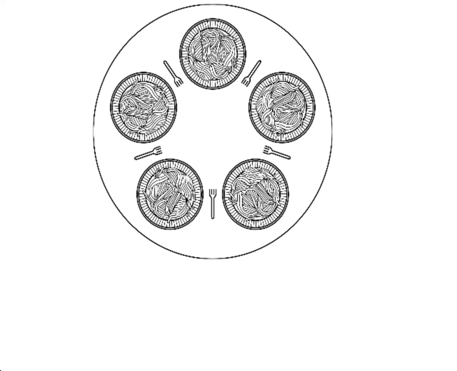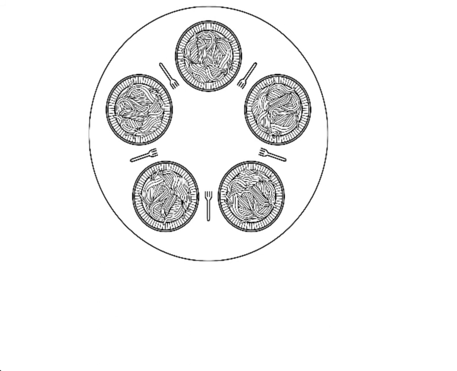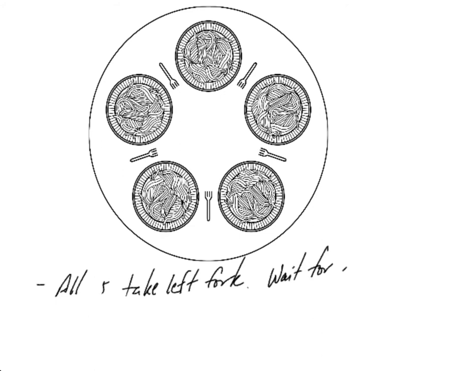Here's the problem. What if all 5 philosophers take the left fork? And then they go to take the right fork, but the right fork isn't there. The philosopher next to them has it. So they're going to wait for the right fork. But the problem is, none of them can eat. None of them is going to give up the left fork. And so they are deadlocked. They can't do anything. Let's just say deadlock.